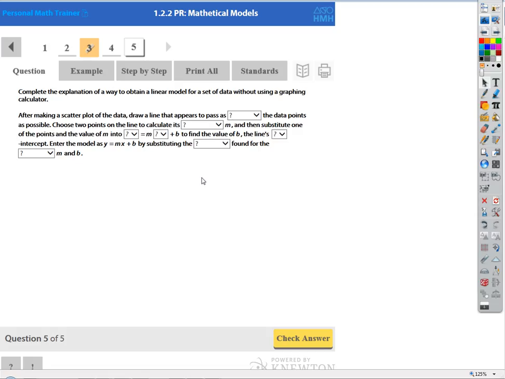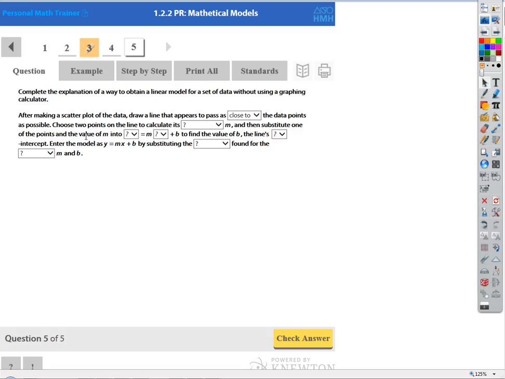We want to look at how we could obtain a linear model for a data set without using a graphing calculator. So what can we do? After making a scatter plot of the data, we would want to draw what kind of a line? What's the line going to do? Far from or close to the data points? Yeah, good. As close to all the data points as possible, right?